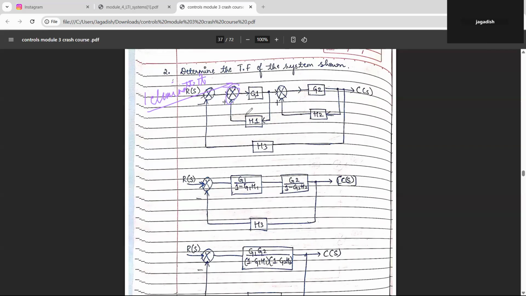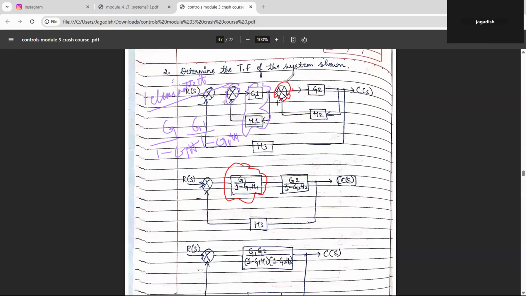So to eliminate this loop, what do I have to do? I have to do G divided by 1 minus GH. I told you, whenever a positive sign is given, use negative in the formula. So what is G here? G1 divided by 1 minus G1 into H1. Then I will be eliminating the feedback loop. I am using annotation so that you can understand. So G1 divided by 1 minus G1 H1. Here G2 and H2, again there is a feedback loop.